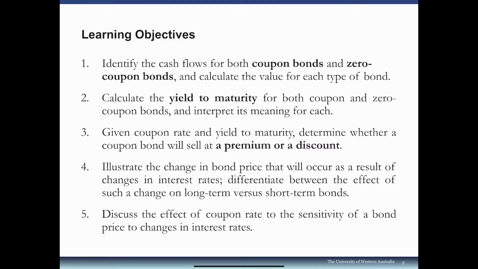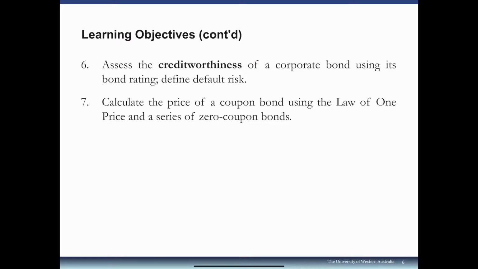And you want to differentiate between the effect of such a change on long-term versus short-term bonds, which means the sensitivity of the duration. And then assess the creditworthiness of a corporate bond using its bond ratings, and define what I mean by default risk. So this is the first time that we come across a very important term in finance and economics, which is risk, default risk here. And then the last one is to calculate the price of a coupon bond using the law of one price and a series of zero coupon bonds, by replicating a coupon paying bond using zero coupon bonds.